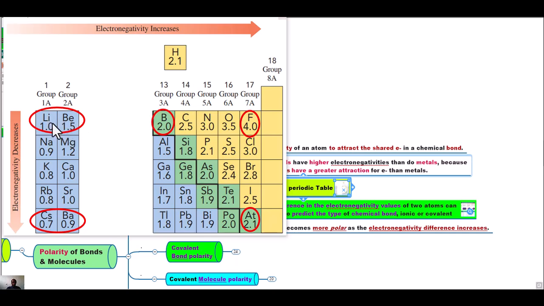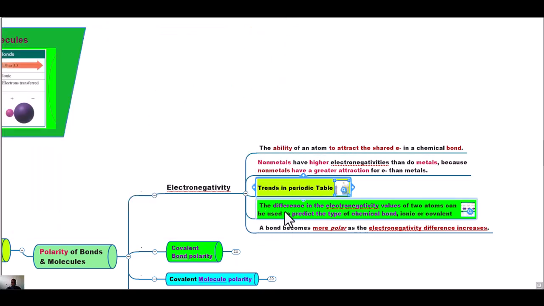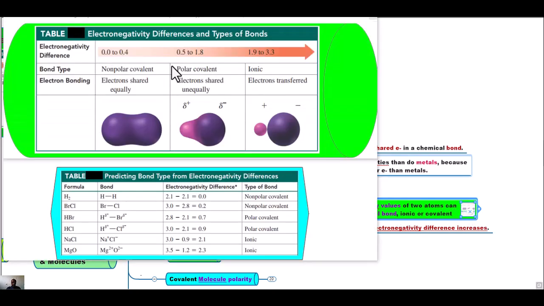So you can use the electronegativity value for each element in the periodic table. Another thing is that the difference in the electronegativity values of two atoms can be used to predict the type of chemical bond, whether a given chemical bond is ionic or covalent. We can use this guideline. If the electronegativity difference between two atoms is between 0 and 0.4, then the type of bond is nonpolar covalent bond, and this bond is formed by equal sharing of electrons.